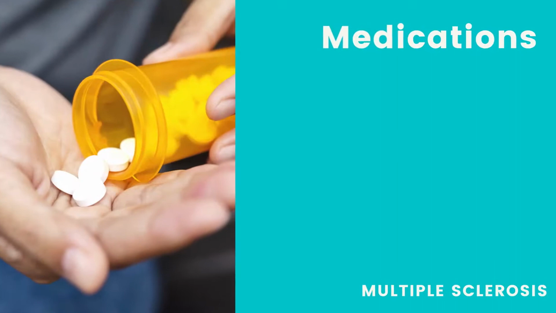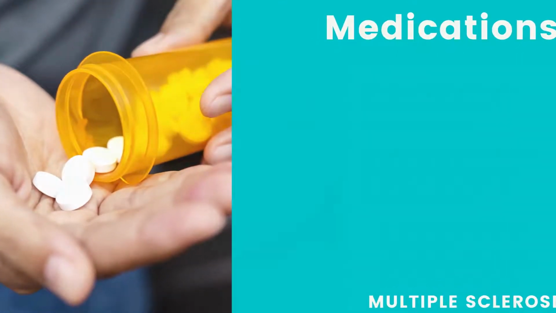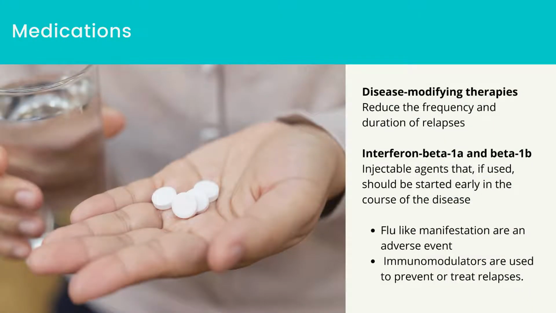Medications. Disease-modifying therapies. Reduce the frequency and duration of relapses. Interferon beta-1a and beta-1b injectable agents that, if used, should be started early in the course of the disease. Flu-like manifestations are an adverse event. Immunomodulators are used to prevent or treat relapses.